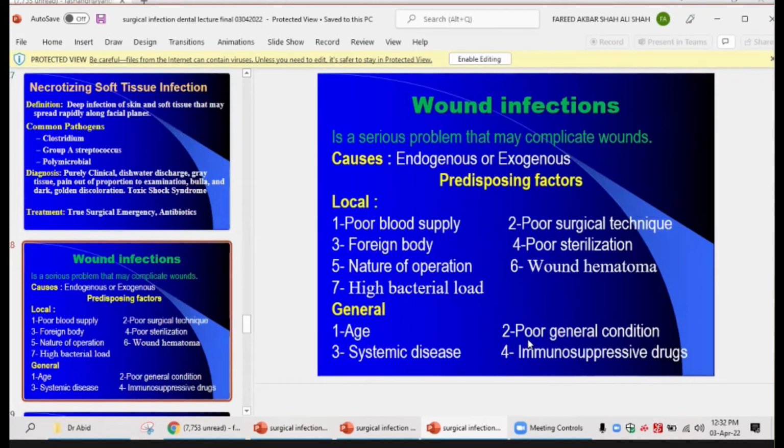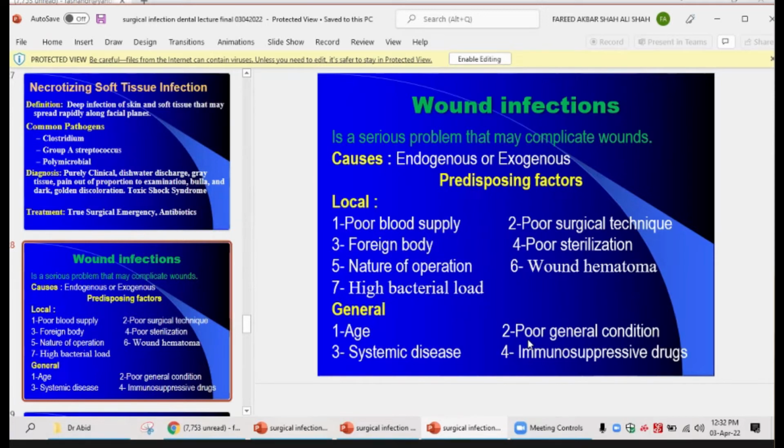Okay, now wound infection. Why does wound infection happen? Why does wound infection happen in any patient? Okay, what are the factors which lead towards wound infection? These causes are either endogenous, meaning related to the patient, or exogenous, related to the surroundings of the patient, which can be the operating room, the operating instruments, or the operating surgeons, and the endogenous is related to the patient himself.